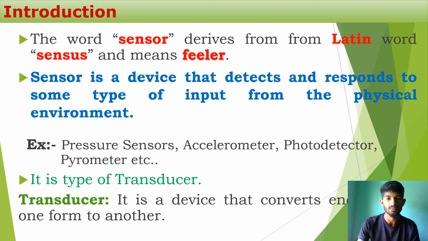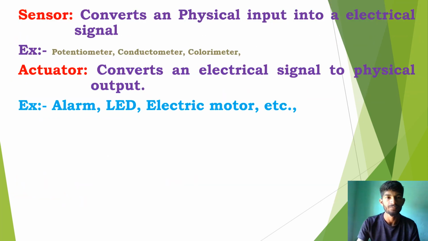It is a type of transducer. A transducer is a device that converts energy from one form to another. A sensor converts a physical input into an electrical signal. Examples: potentiometer, conductometer, colorimeter. An actuator converts an electrical signal to a physical output. Examples: alarm, LED, electric motor, etc.